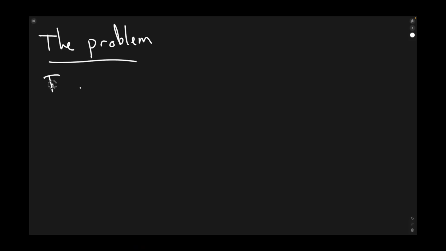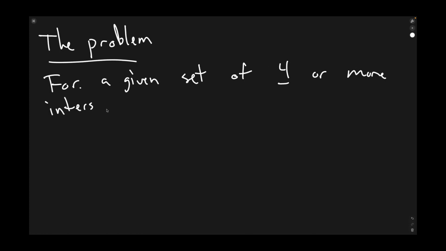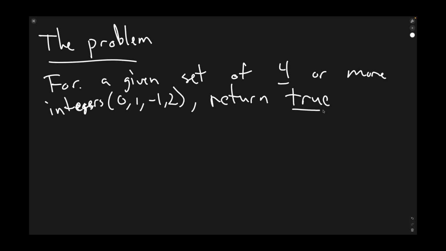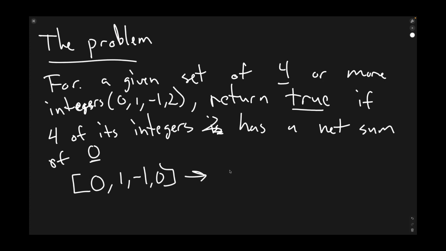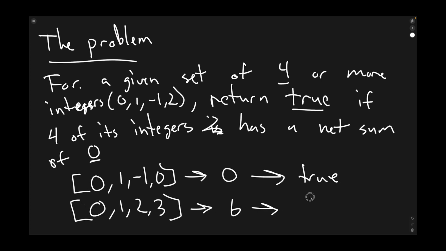All right, let's talk about the problem. For a given set of 4 or more integers, for example, 0, 1, -1, and 2, return true if 4 of its integers have a net sum of 0. For example, 0, 1, -1, and 0 has a net sum of 0, therefore return true. 0, 1, 2, 3 has a net sum of 6, therefore return false.